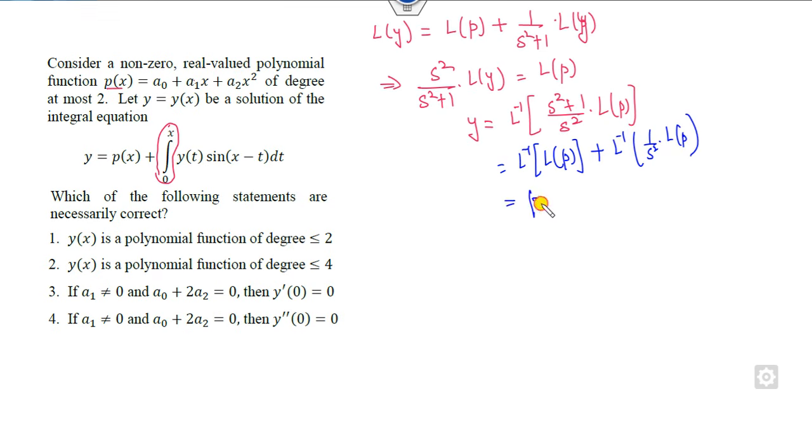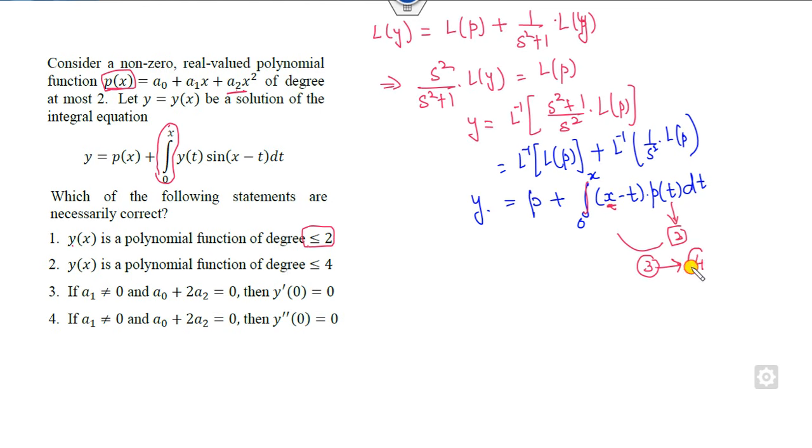That's similar to the previous one. This is a polynomial, so with the double integration I can simply write it as the integral of (x minus t) p(t) dt. Fine. Now you can see the required options. y(x) is a polynomial of degree less than or equal to 2, and p(x) is of degree 2. When you multiply this by x, it becomes degree 3. When you integrate, it becomes degree 4. So the sum of a polynomial of degree 2 and a polynomial of degree 4 is degree 4, so it will not be here.